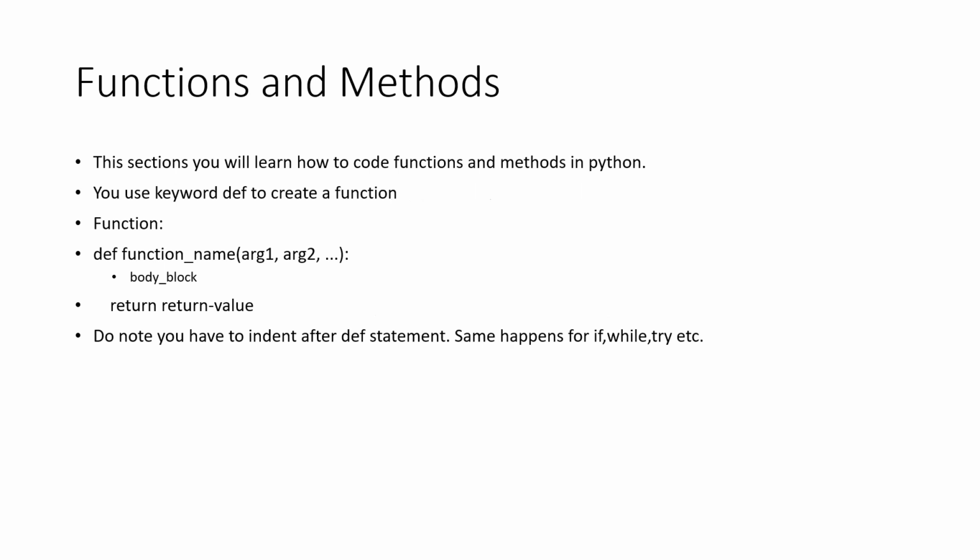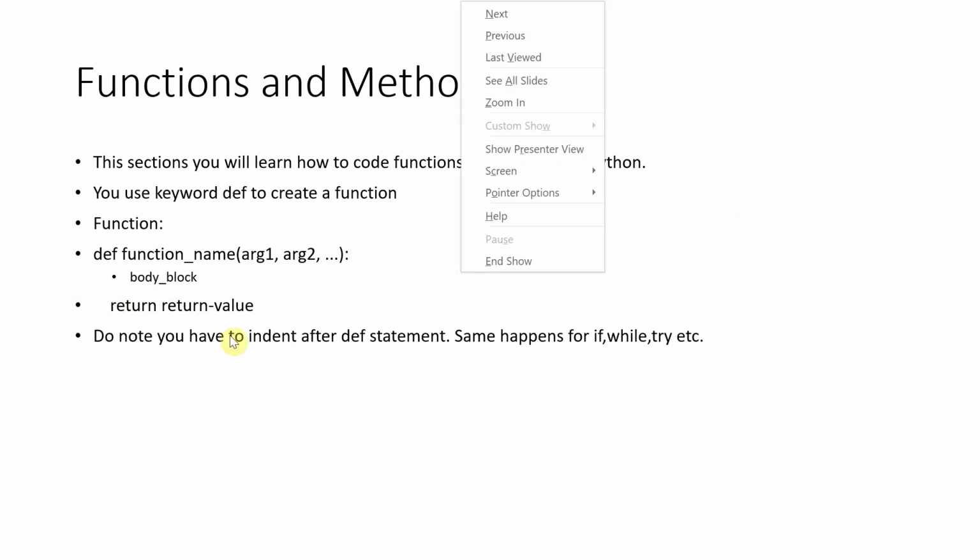So functions, basically what are they? In this section you'll learn how to make functions and methods. You will write a function like any other: you'll say def, function name and arguments, and with indent you'll write the code that you want within the function. And then if you have a return value, you'll specify the return value here. Unlike other languages, you don't need to specify the return data type, so this makes functions much easier in Python.